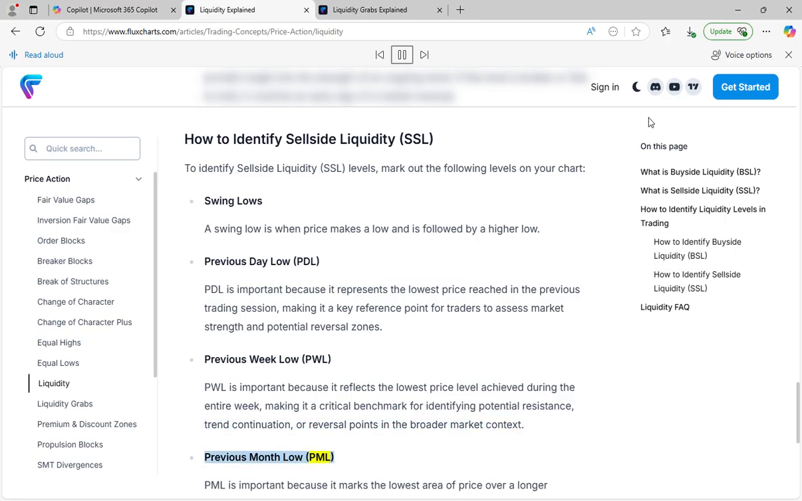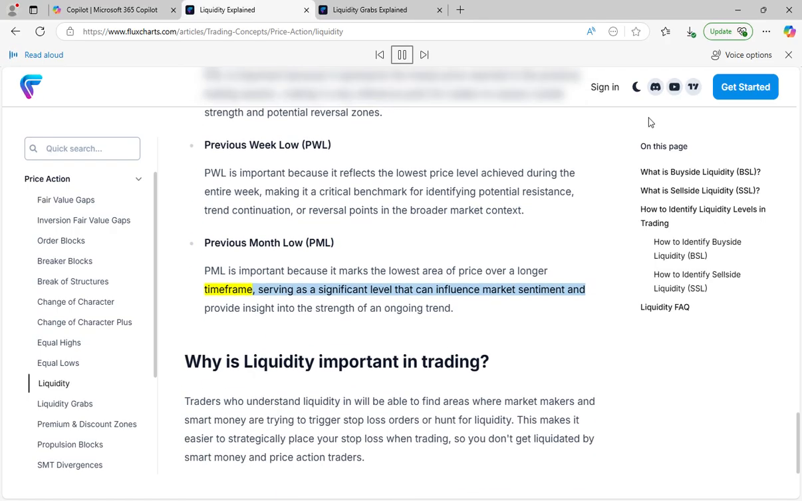Previous month low, PML. PML is important because it marks the lowest area of price over a longer time frame, serving as a significant level that can influence market sentiment and provide insight into the strength of an ongoing trend.